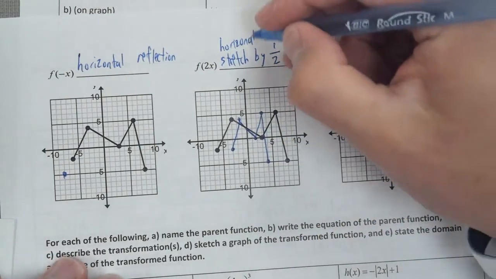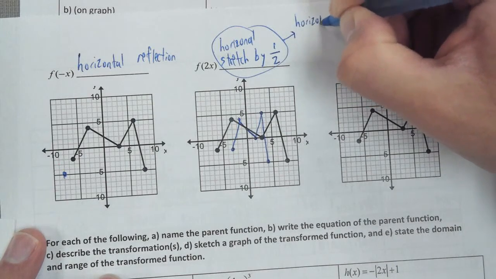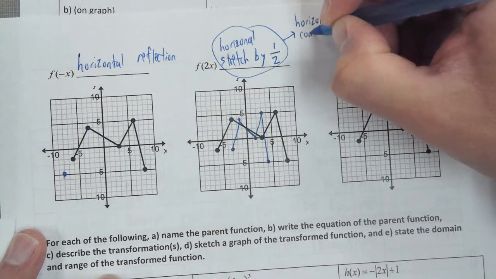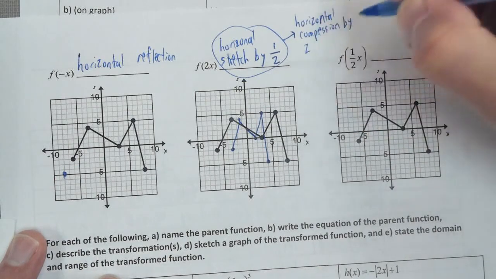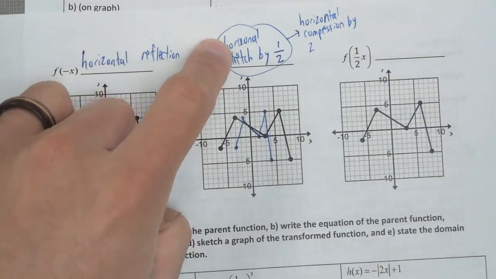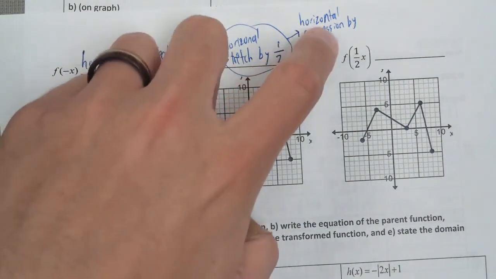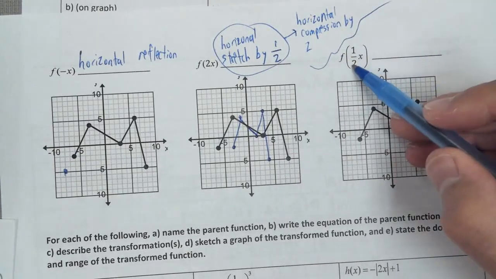Just to show you, one way to think about this again would be a horizontal compression by 2. So different ways to think about it. But we'd like to be consistent. Keep it a horizontal stretch by a factor of 1/2. But it is also a horizontal compression by 2. Now, what the difference is here.